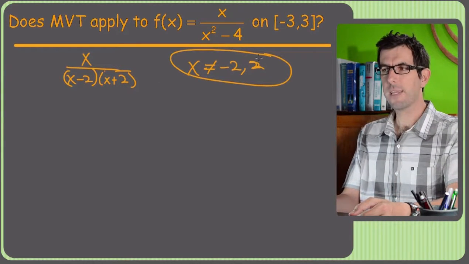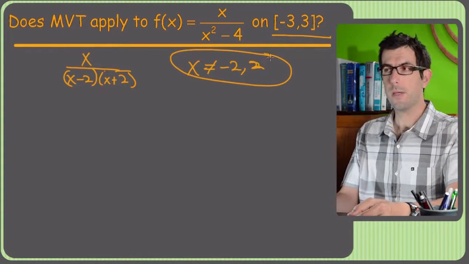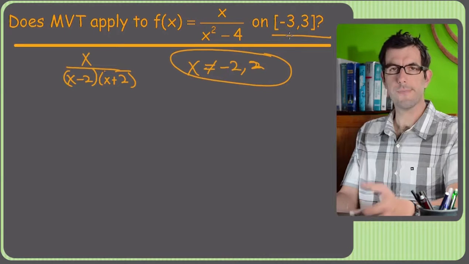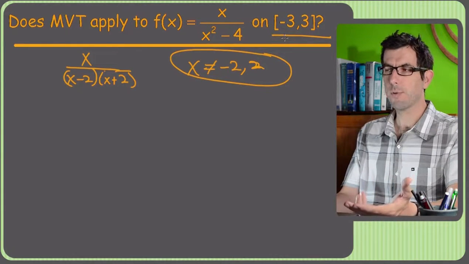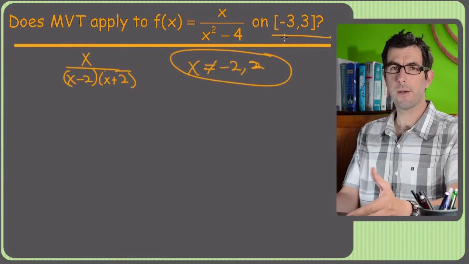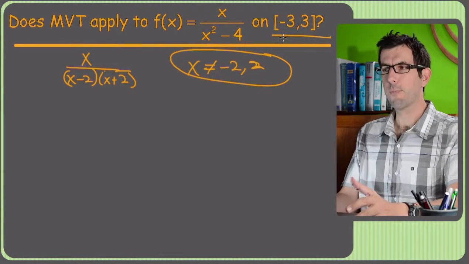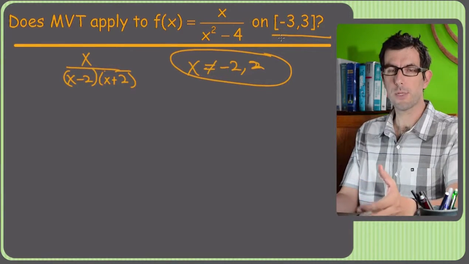But because it's undefined, there are a couple of spots on our interval, because our interval includes both negative 2 and 2. Since it includes those, we can't do the problem. It's not differentiable. If you graph this thing in your calculator, you'll see that it's pretty funky, and there might not be a spot where the slope is actually equal to those things.